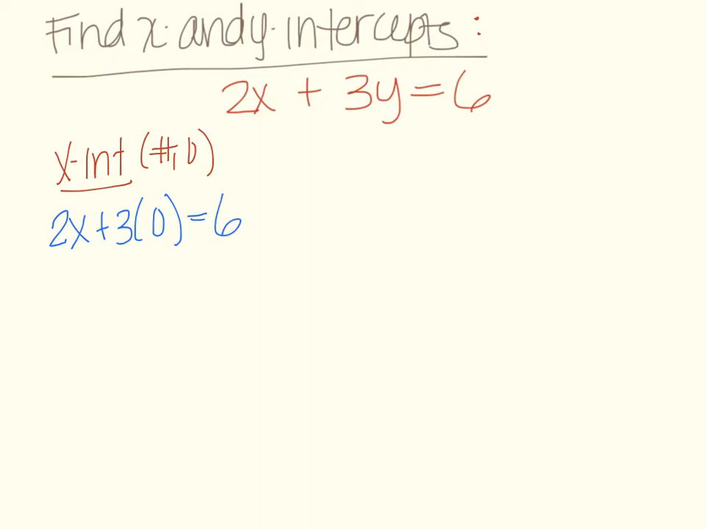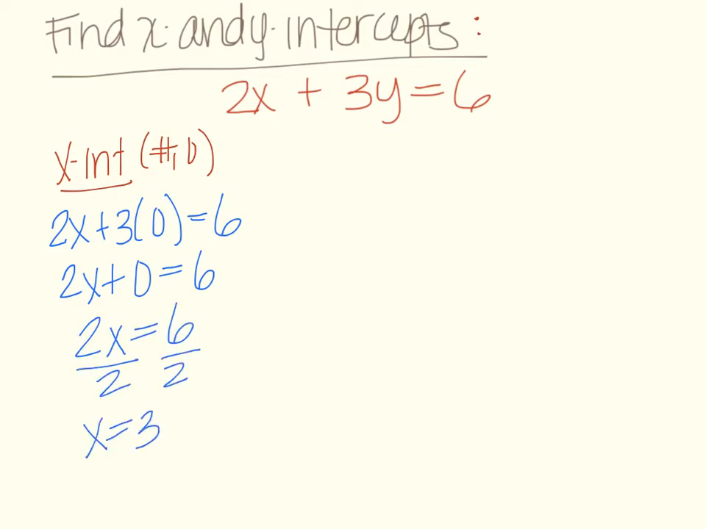And now I'm just going to solve for x. So since I know that 3 times 0 is 0, this is 2x plus 0, which is 6, which is the same thing as just 2x equals 6. Divide by 2, so you get x equals 3. So your ordered pair would be 3 comma 0.